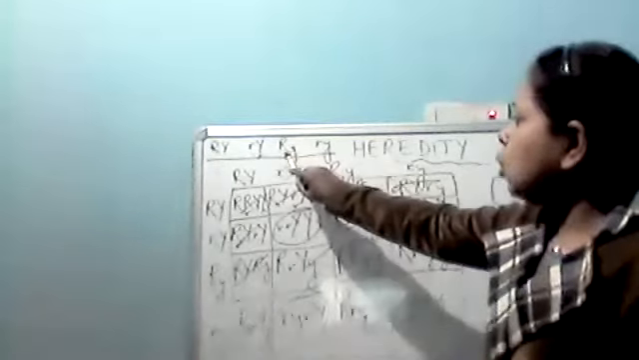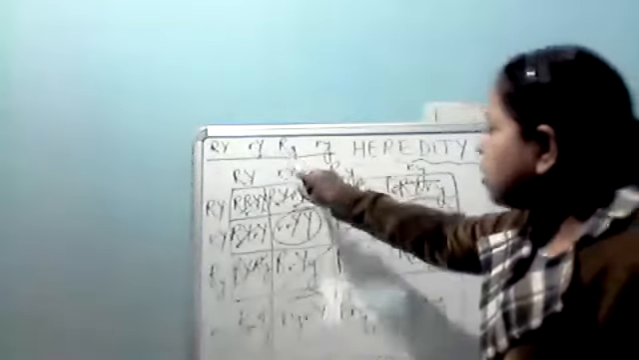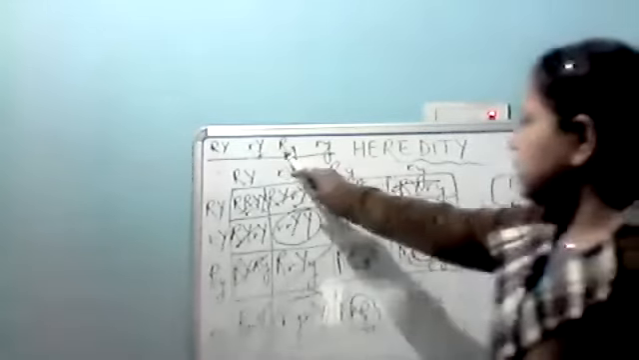Then we are searching round and green, यानी capital R और हम लोगों को small y मिलना चाहिए. See, capital R and small y, this one. Okay. This one is capital R, small y. This one is capital R, small y. And this one is capital R, small y. See, here we are getting round and green. Okay. Then this one is wrinkled and green. This one is only 1. So here we are getting 9:3:3:1.